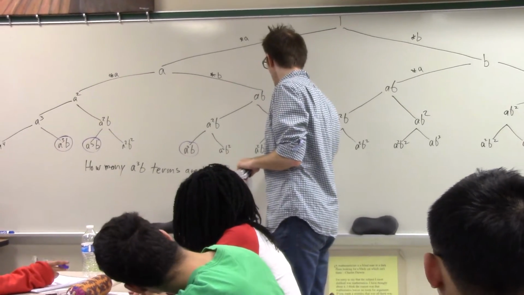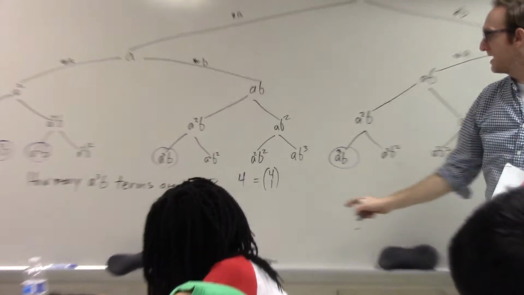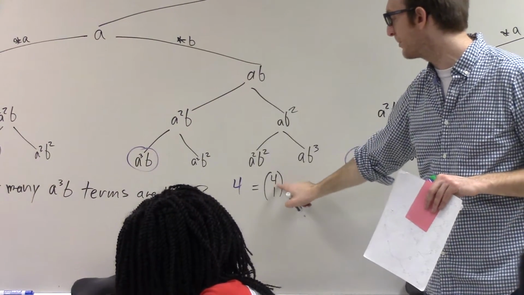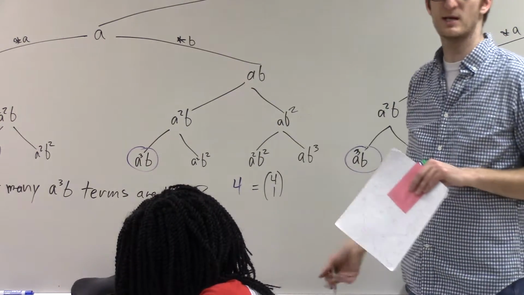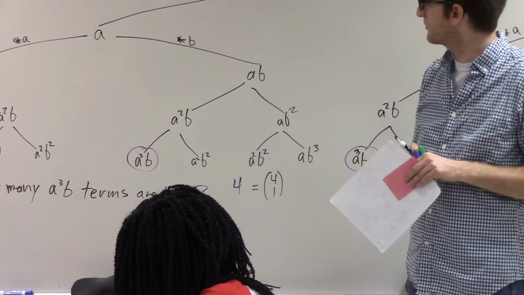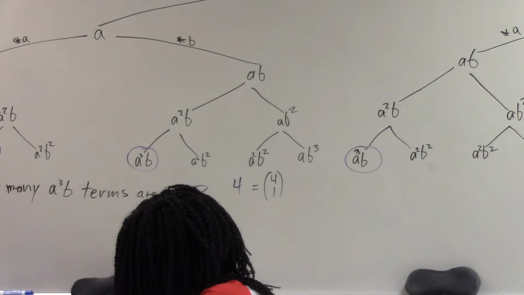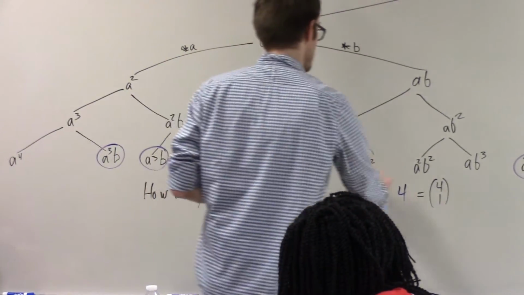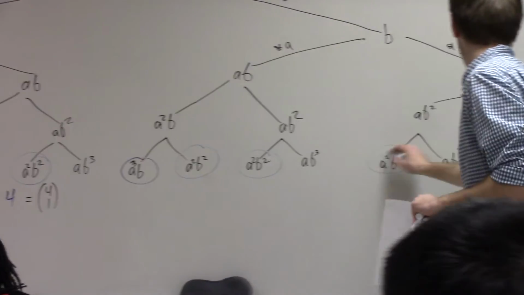What is the 1, or what is the 4? The 4 is the path of length 4 through the tree, and the 1 is the number of times in which I had to go right. Right? Because every time I go right, that's like one of those times. Okay? Doing the same question again. How many a squared b squared terms are there? Well, I can just count them. A squared b squared, a squared b squared, a squared b squared, boom, boom, boom, and that's it.